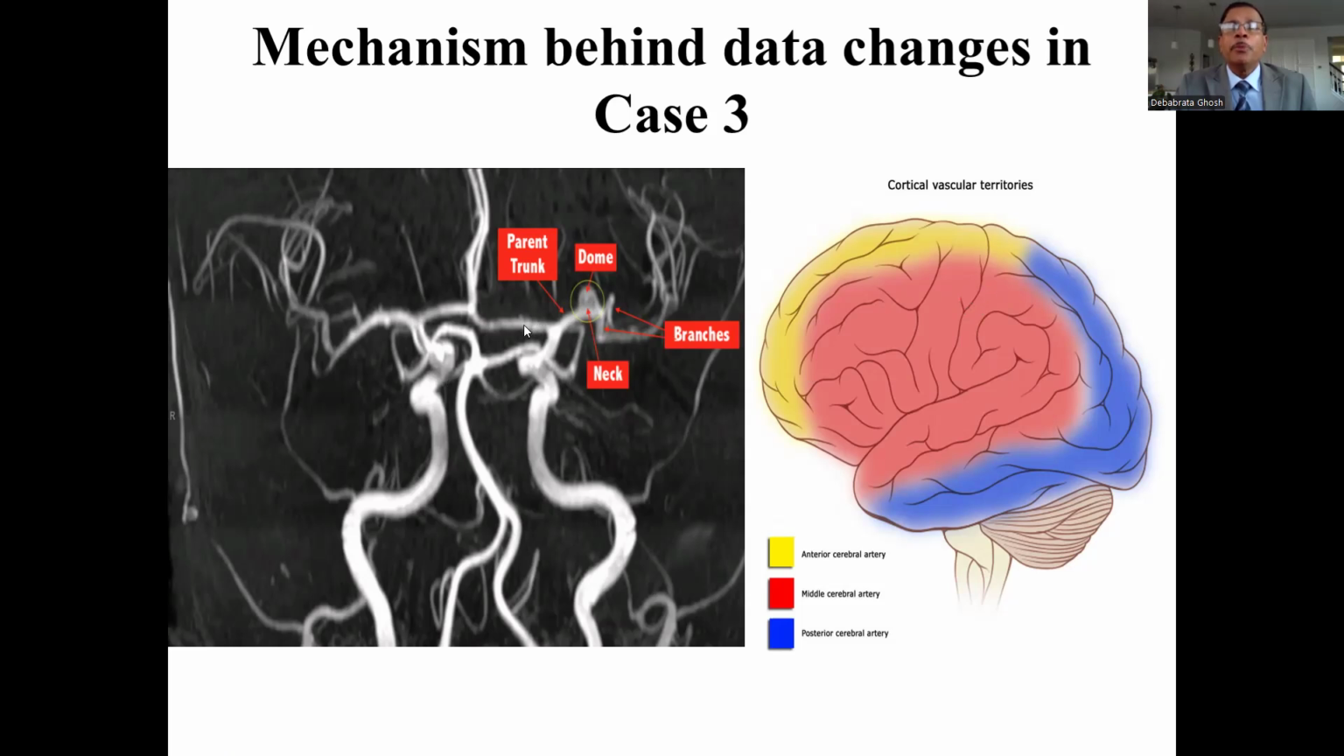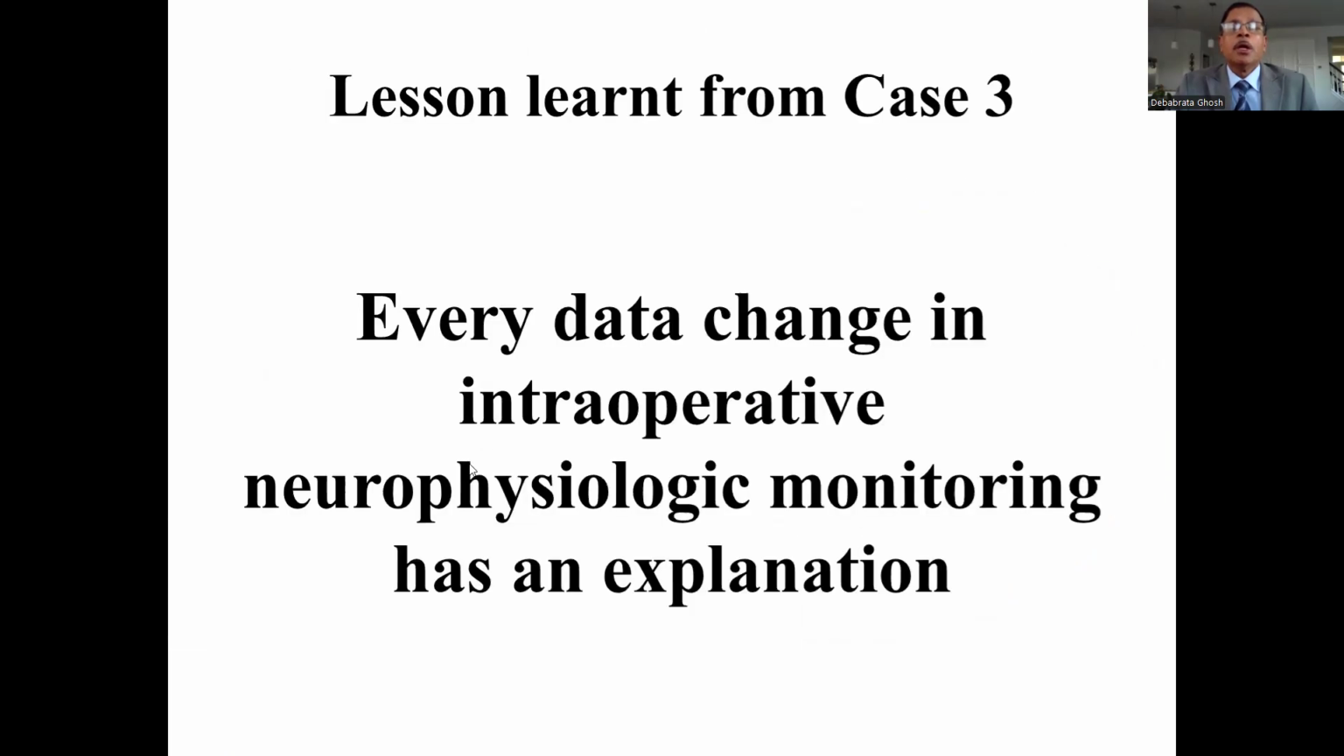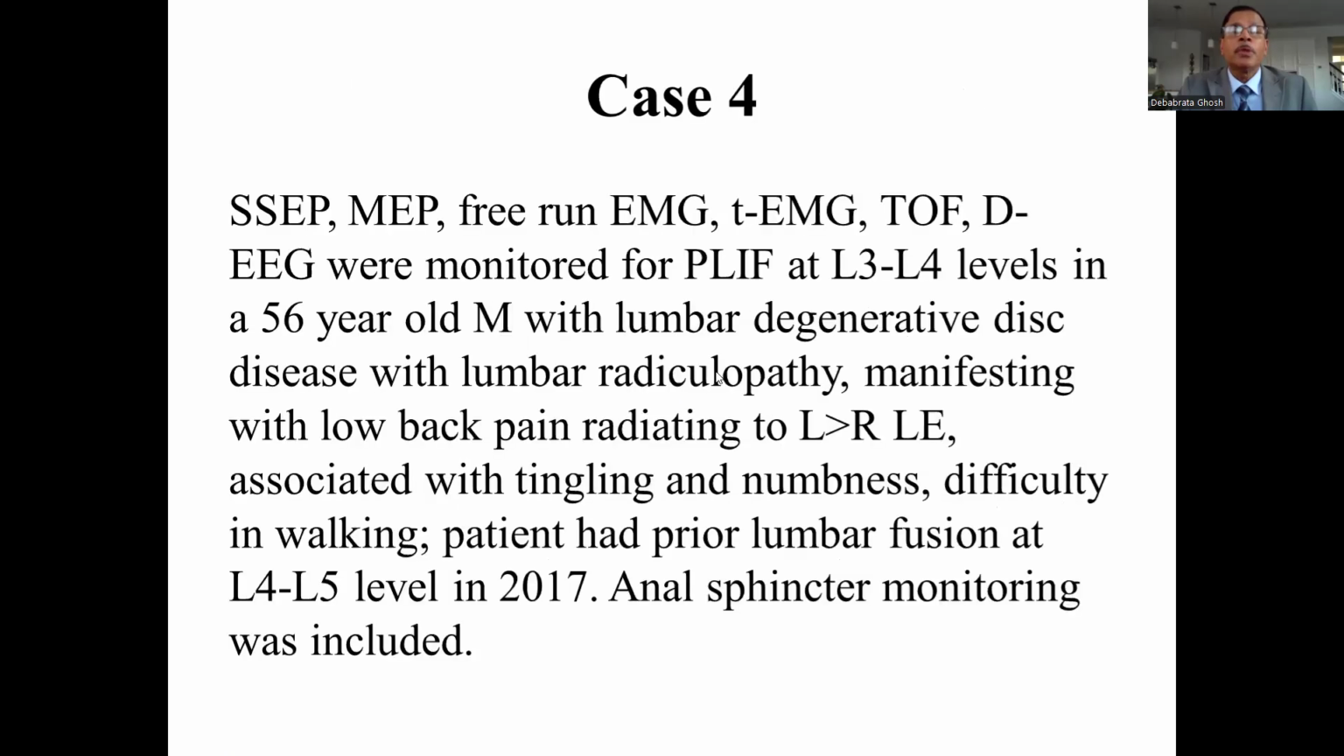Now, second, to permanent clip, they probably clipped also the anterior communicating artery, which might be a major component of anterior cerebral artery, which supplies the lower limb. That's why we lost PTN response. But there was a complete recovery after those factors are taken into consideration. So every data change in the IOM is very important and has to have some explanation.